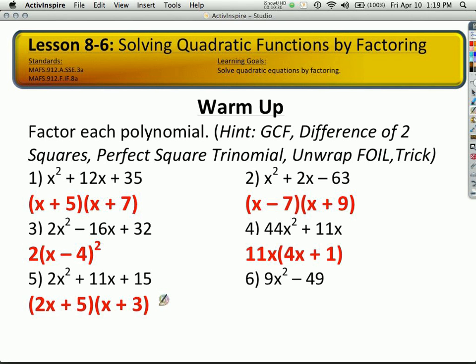And what about number 6? We'll start with Adriana, and then we'll finish out with Kate. 3x minus 7 times 3x plus 7. So you guys agree, and that is correct. Very good.